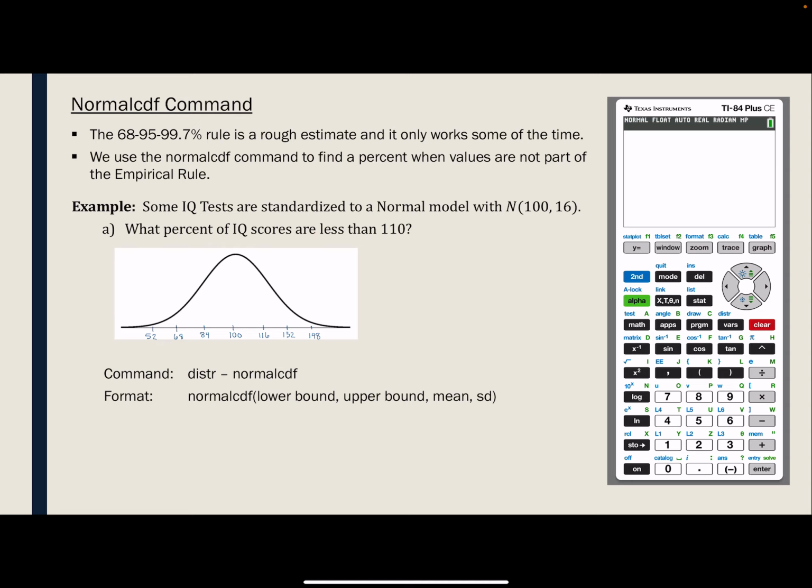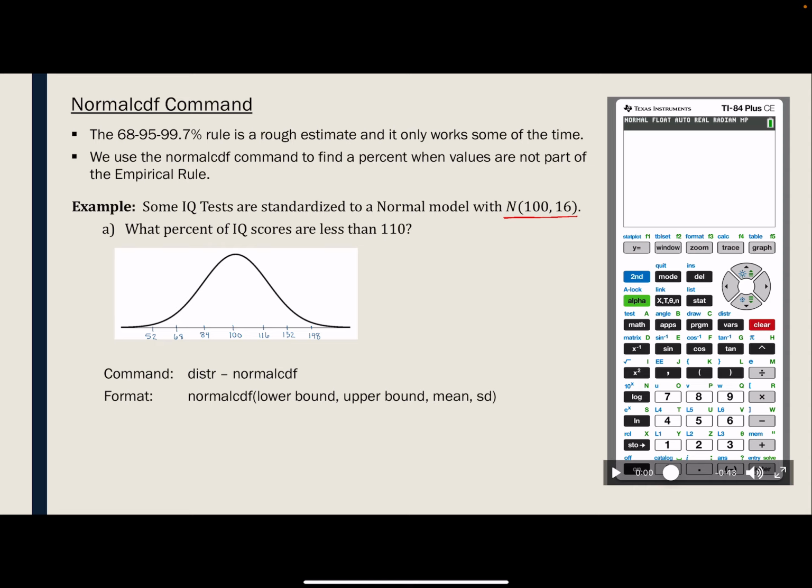So this is the same question as before. I'm talking about IQ tests. I want you to notice that I've described the distribution now using that notation. So I know I'm using a normal model with a mean of 100 and a standard deviation of 16. And the question is, what percent of IQ scores are less than 110?